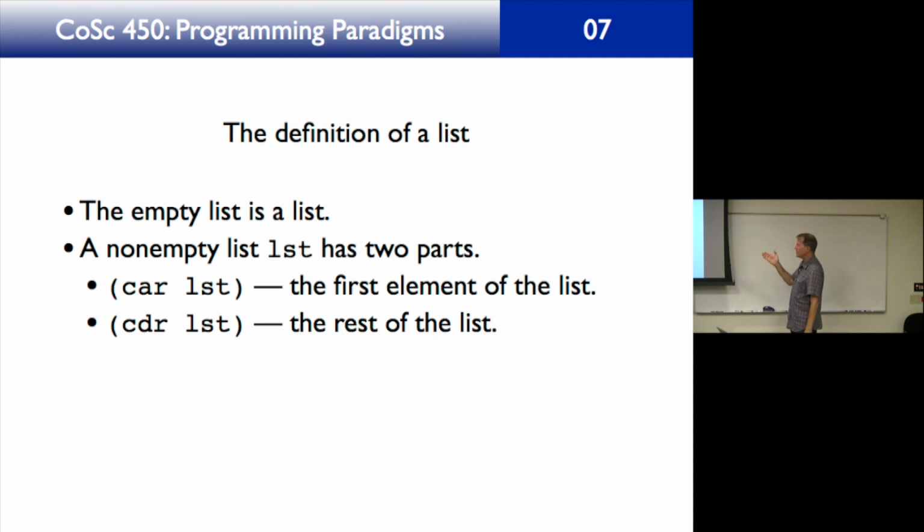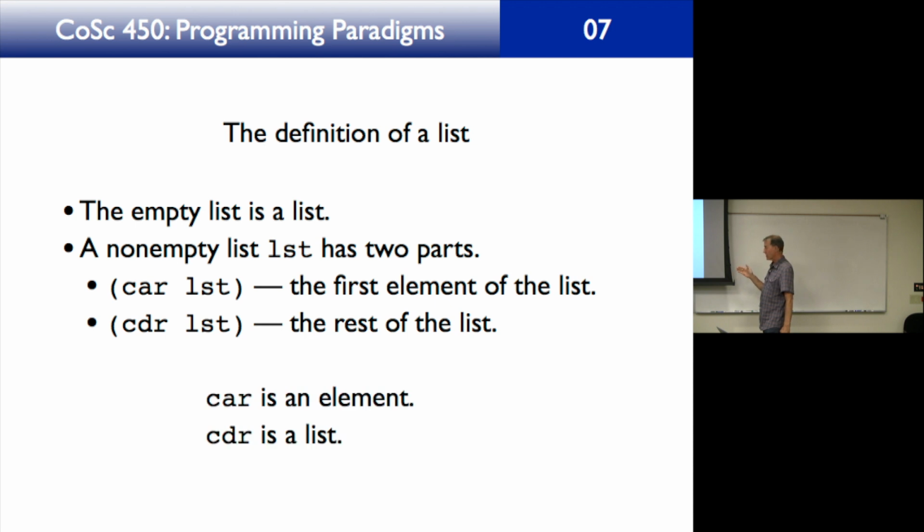Okay, so the empty list is a list. A non-empty list has two parts, CAR list and CDR list. And here's an important thing that you have to keep in mind. CAR is an element. CDR is a list. Okay? CAR is an element. CDR is a list.